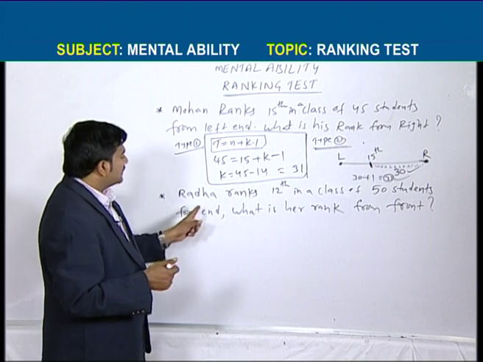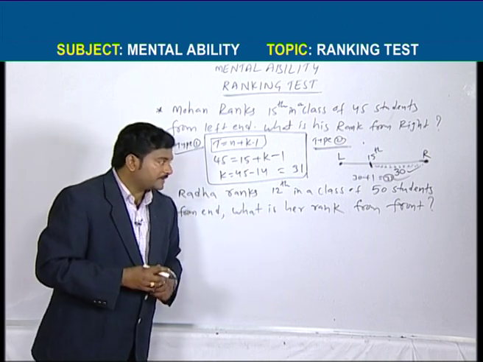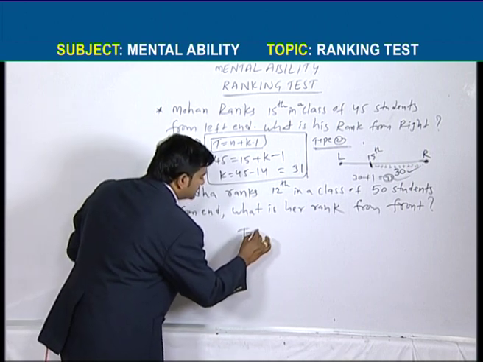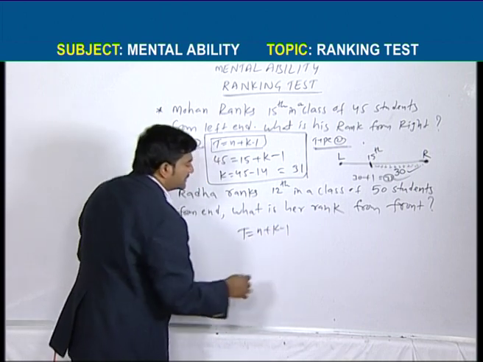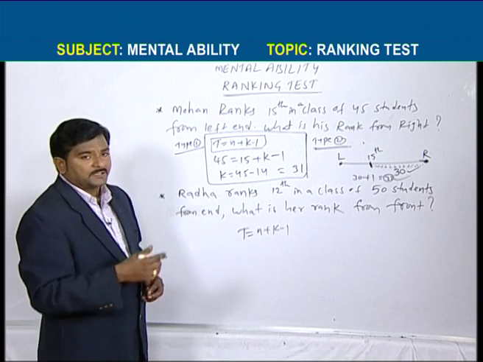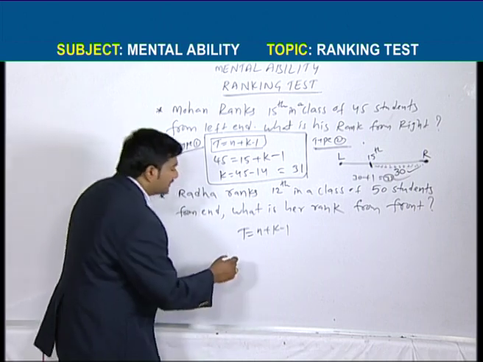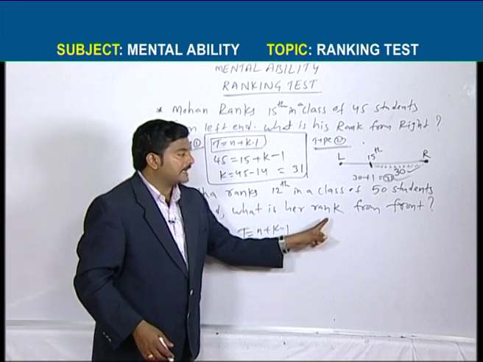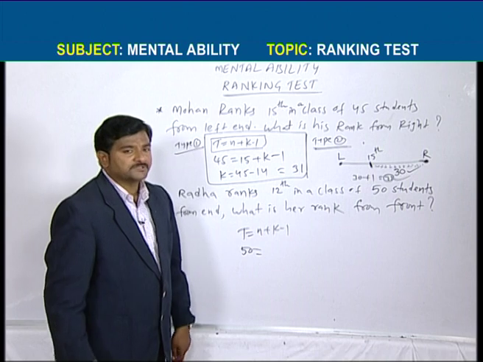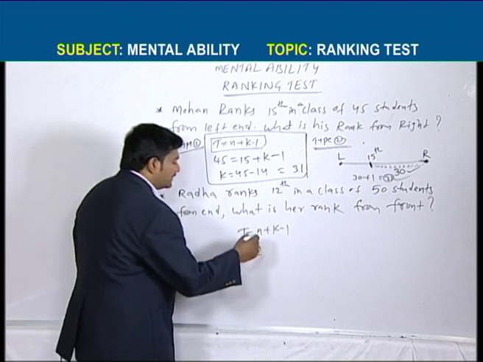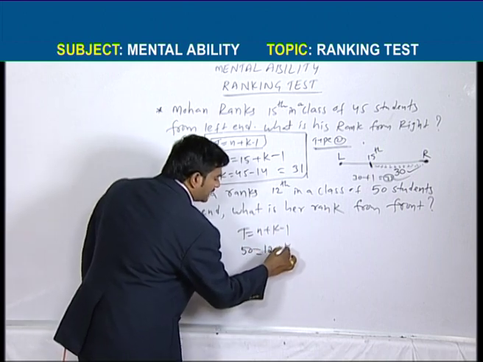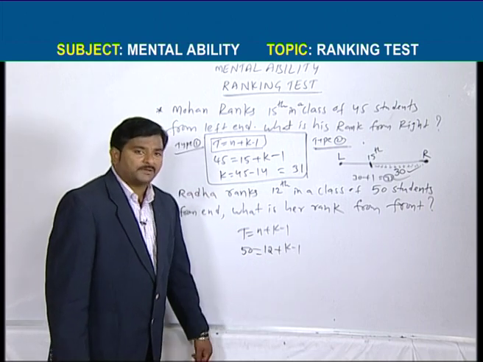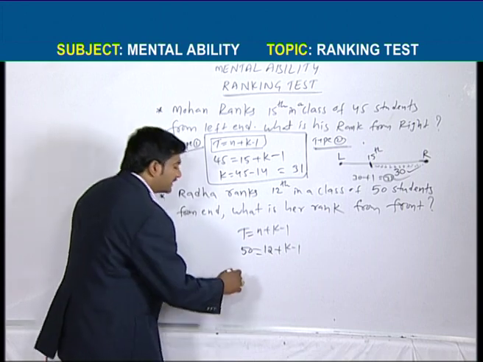Now see, Radha ranks 12th in a class of 50 students. I know the total strength. The formula is again T is equal to n plus k minus 1. I am using only type 1 by using the formula. So there are 50 students. From the end, what is her rank from the front? So he is asking what her rank is from the front side. n is equal to 12, and we have to find the k value. k minus 1, 12 minus 1, 12 minus 1 means we can say 11.